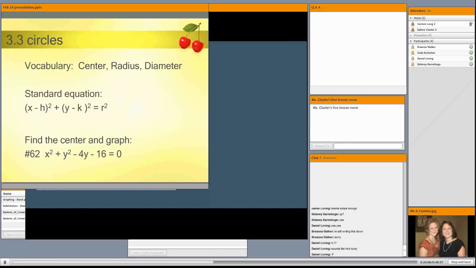Circles. All right, you got a standard equation, and there's only one standard equation of a circle, and there it is. Circles, to me, are the easiest conic section.